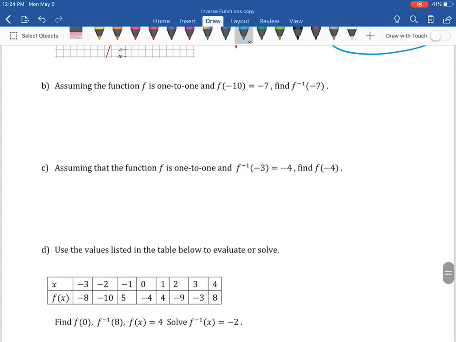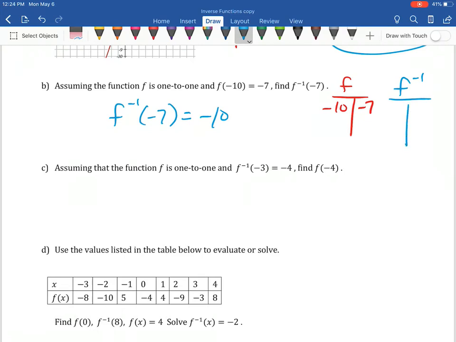Okay, next example, it says assume that the function f is 1-to-1. If f of -10 is equal to -7, then f inverse of -7 should be -10. Because if I have the function f and I have the point on there -10, -7, then when I switch those coordinates for the inverse, I should have -7, -10. So if I plug in -7, I should get out -10.